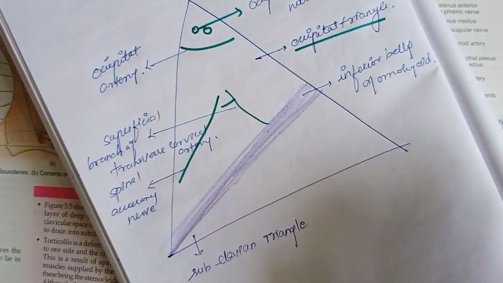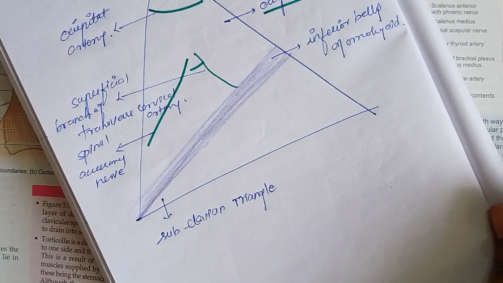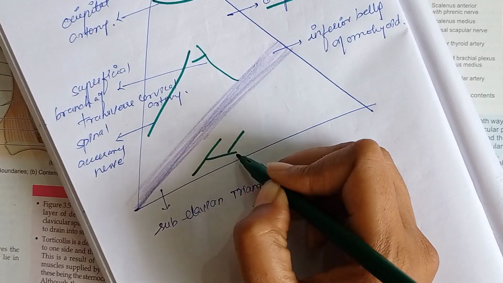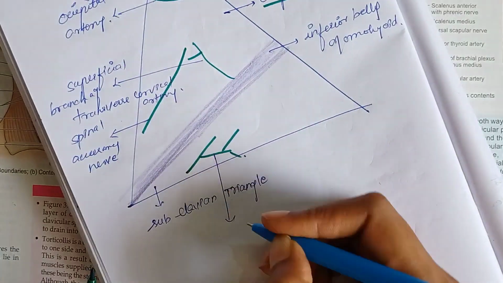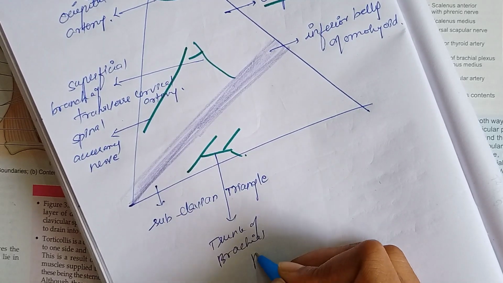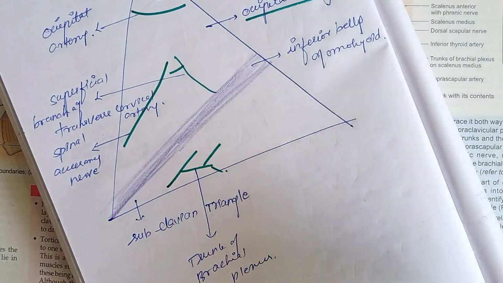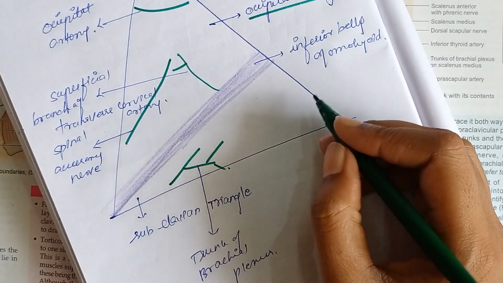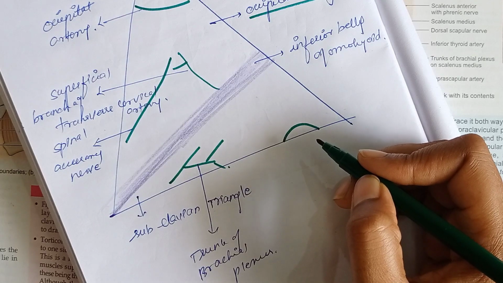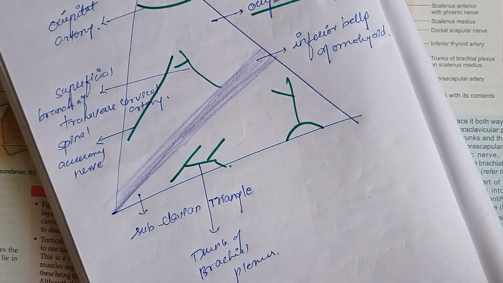These are a few more important structures present in the occipital triangle. Now let us see the structures present in the inferior triangle, that is the subclavian triangle. Firstly, there is the trunk of the brachial plexus present in the triangle. Another important structure is the subclavian vein, which is present here, and another important structure is the external jugular vein.